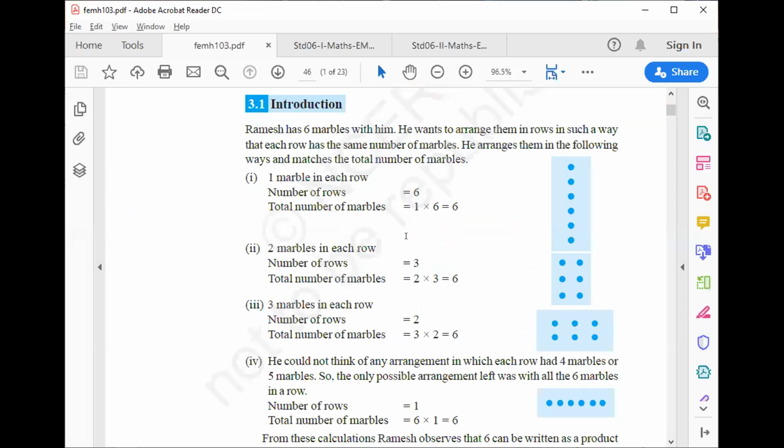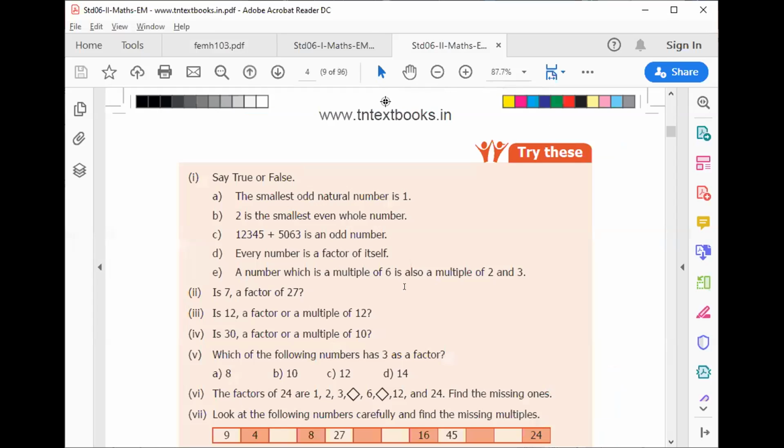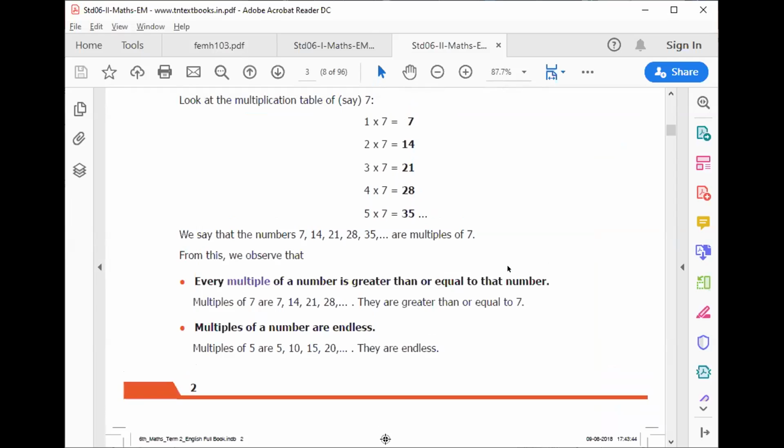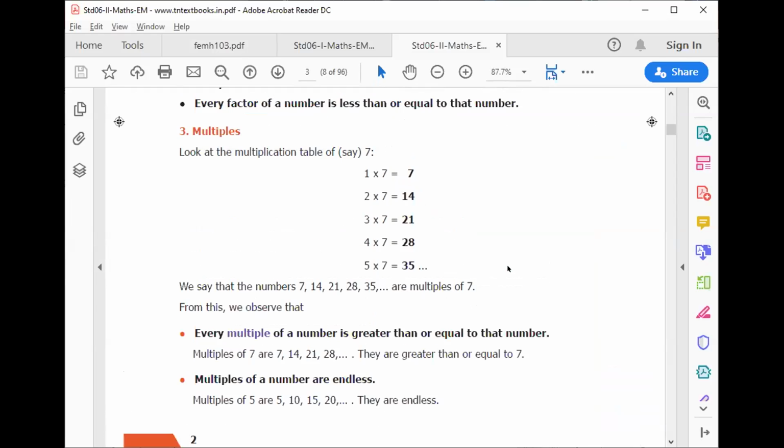This activity of finding factors and multiples is very, very powerful and has a lot of potential. A lot of things can be done with it. When you think of multiples, one way to think of them is to think of the tables. If you are considering multiples of 7, think of the numbers you get in the table of 7. That's exactly what the Tamil Nadu textbook is doing. They look at the multiplication table and those are the multiples.